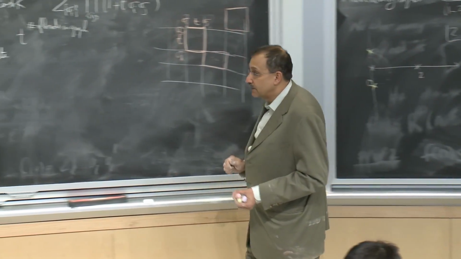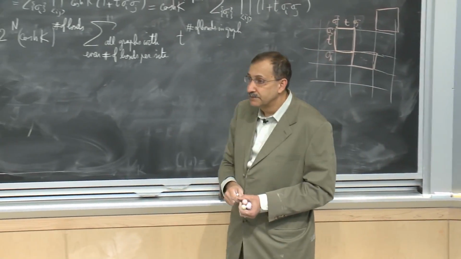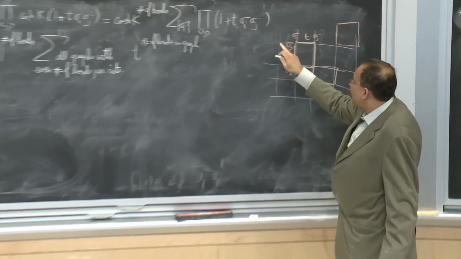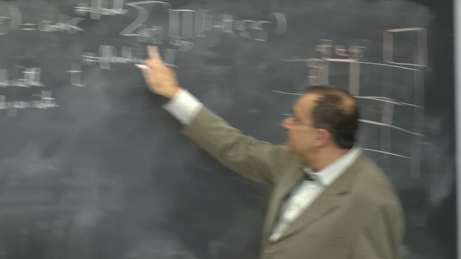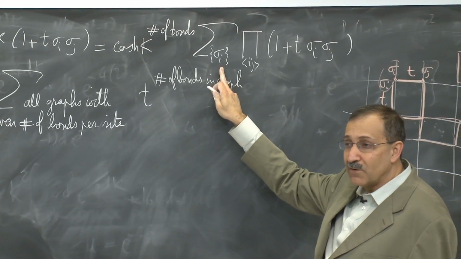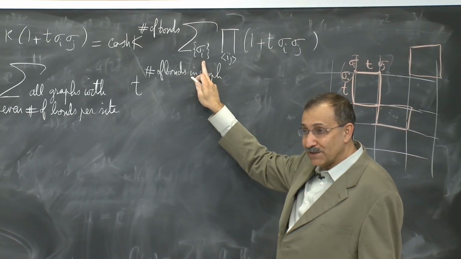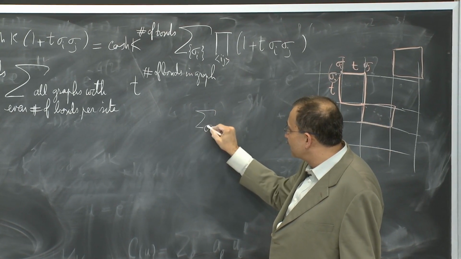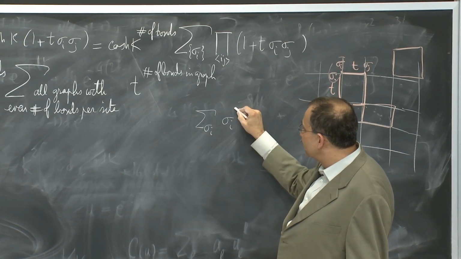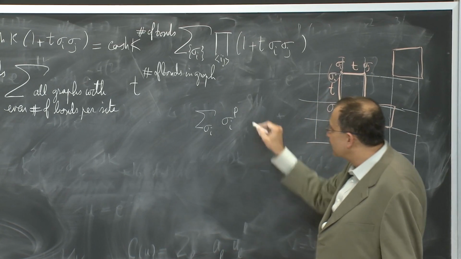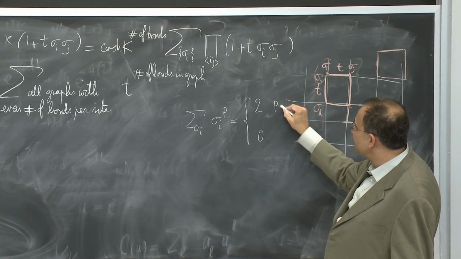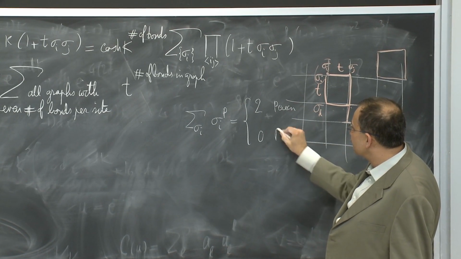So where does the 2 to the n come from again? Okay. At each site, I have to sum over sigma i. So sigma i is either -1 or +1. What I'm doing is sum over sigma i to some power p. And this is either going to give me 2 or 0, depending on whether p is even or p is odd.